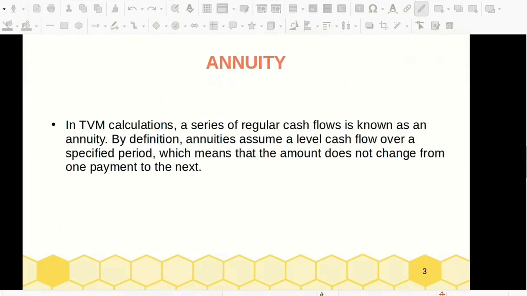A series of regular cash flows is known as an annuity. By definition, annuities assume a regular cash flow over a specified period, which means that the amount does not change from one payment to the next.